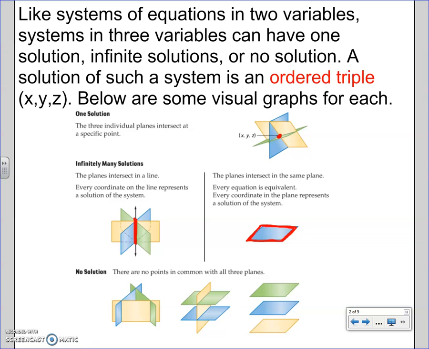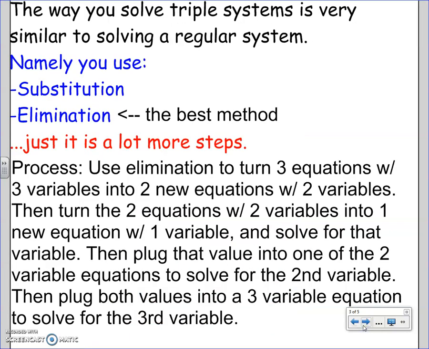And there's no solutions. All three planes could be parallel, not crossing all three at the same time. Or maybe two parallel and one goes through both of them, or they give me that triangle shape. But we don't worry too much about the graphs, we care about solving.